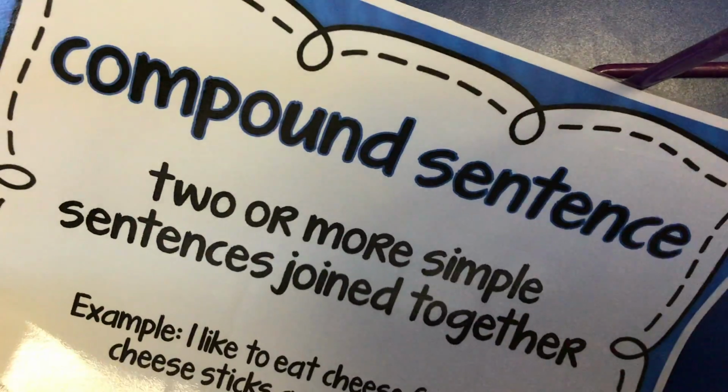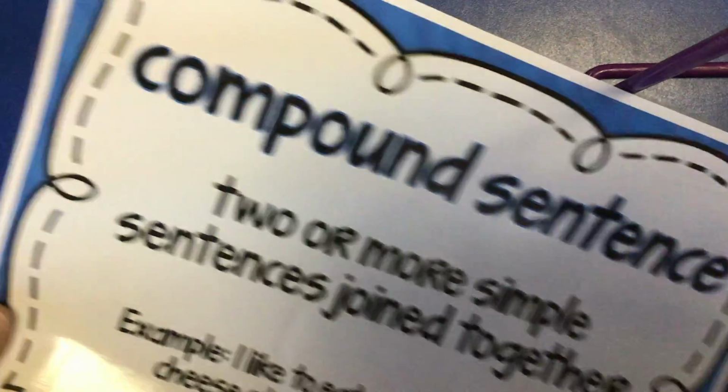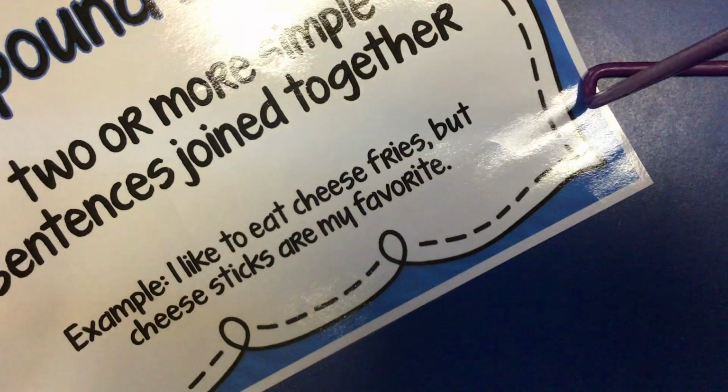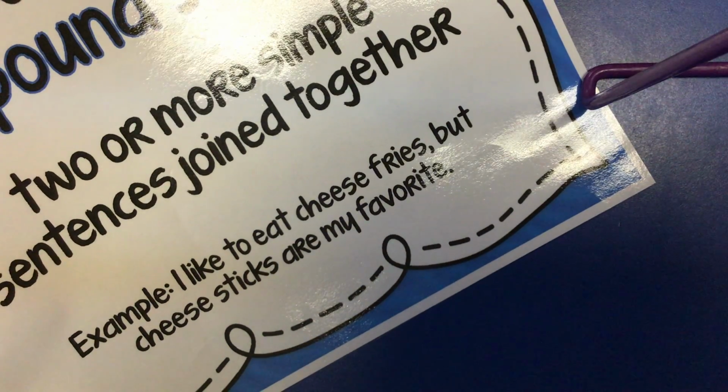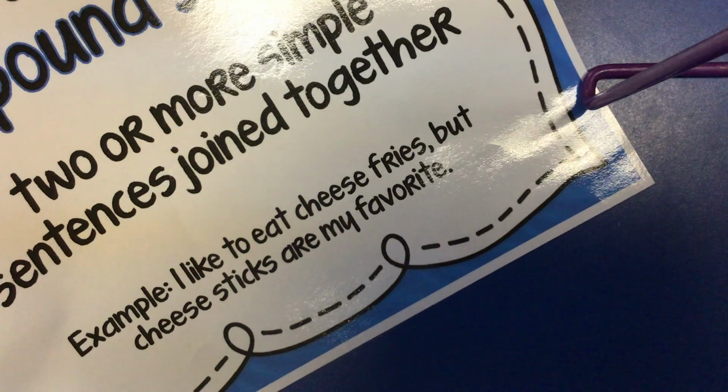Today we're going to talk about compound sentences, and a compound sentence is two or more simple sentences joined together. So, example, I like to eat cheese fries, but cheese sticks are my favorite.